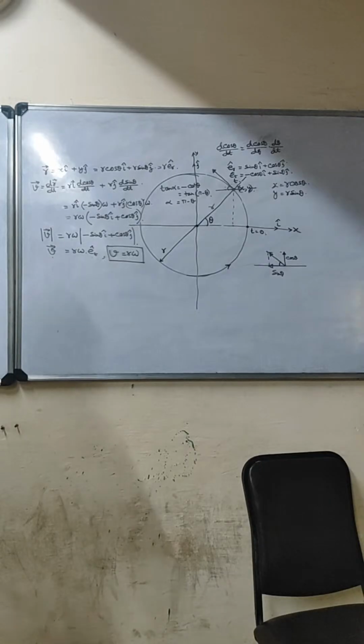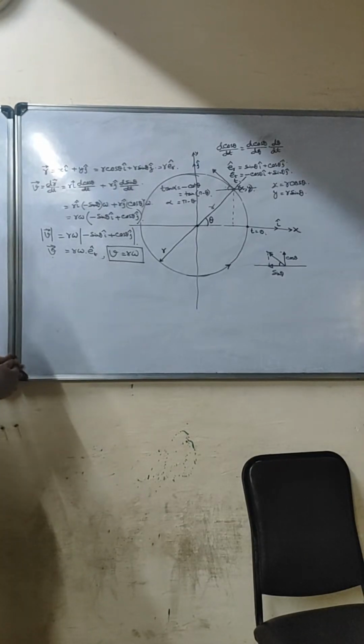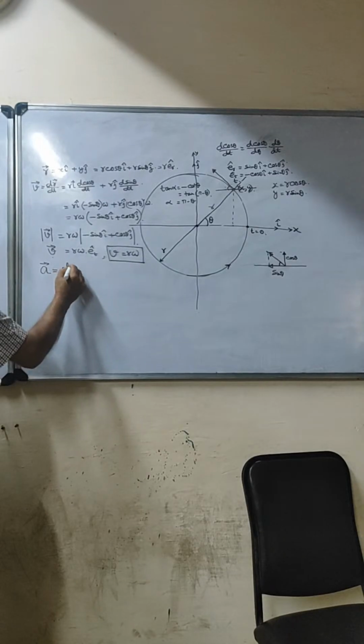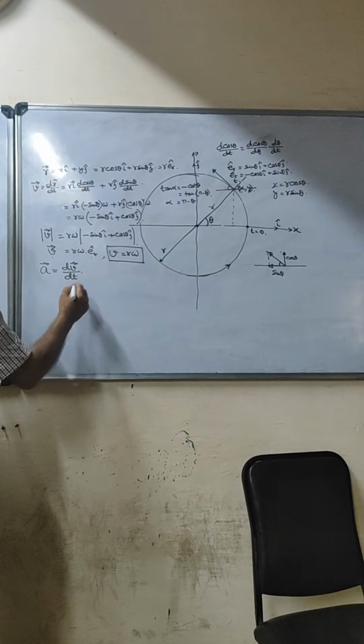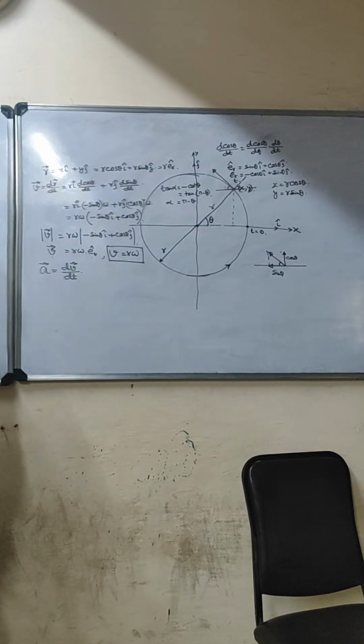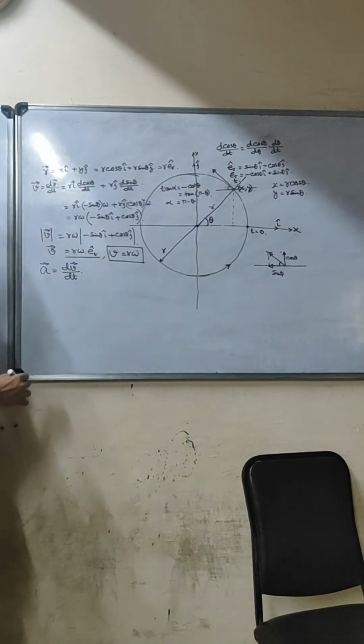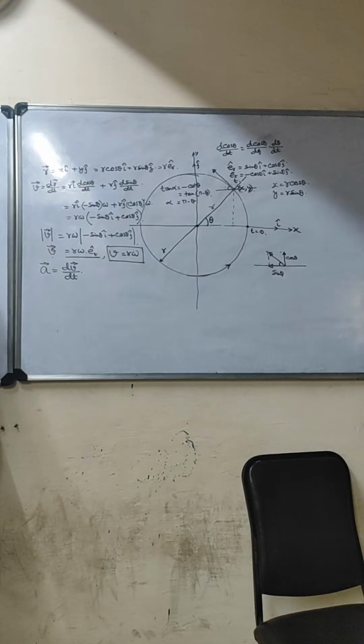Now we'll discuss the acceleration of this particle, which in our calculus notation is dv bar by dt, right? Now v bar is this one. There are three quantities: r, omega, e t hat. Now r is constant. Is omega constant?